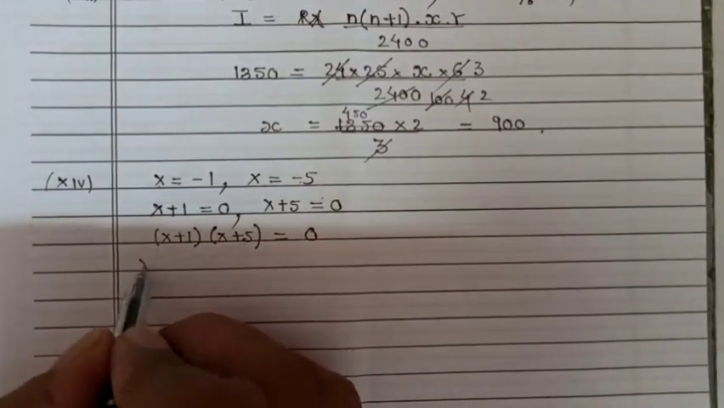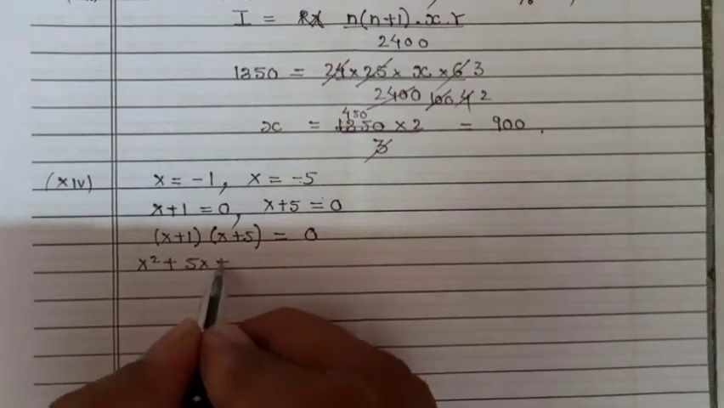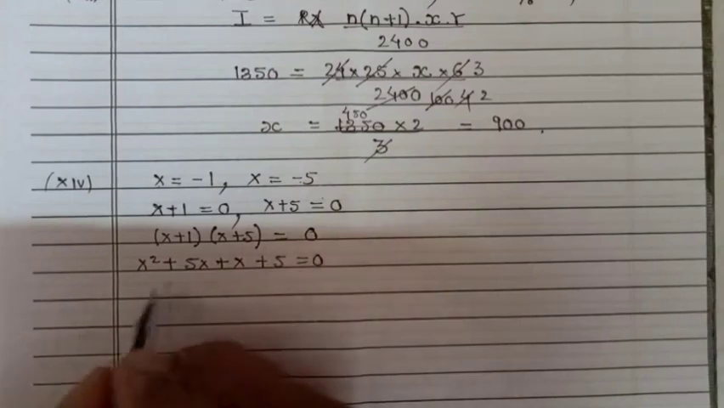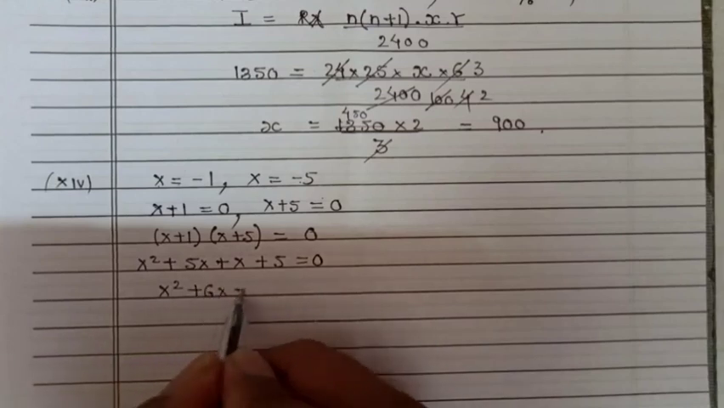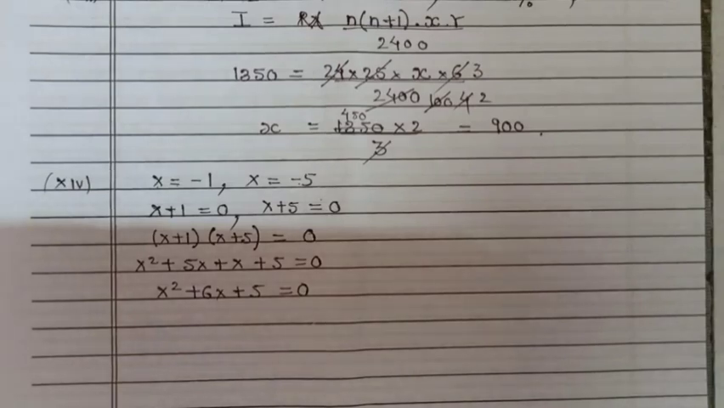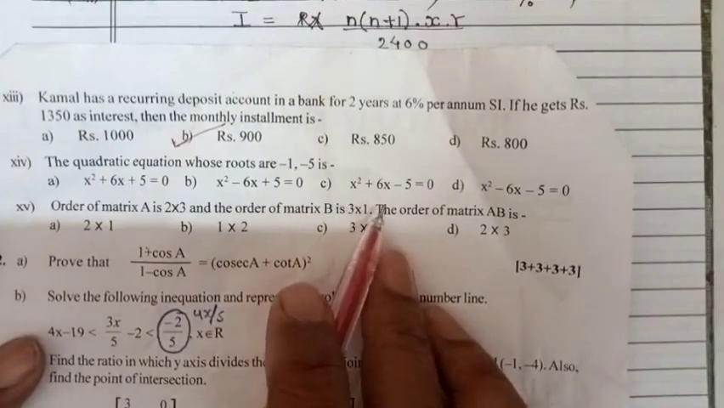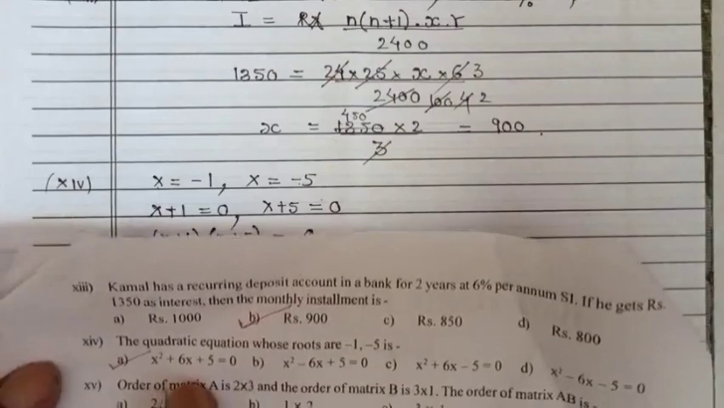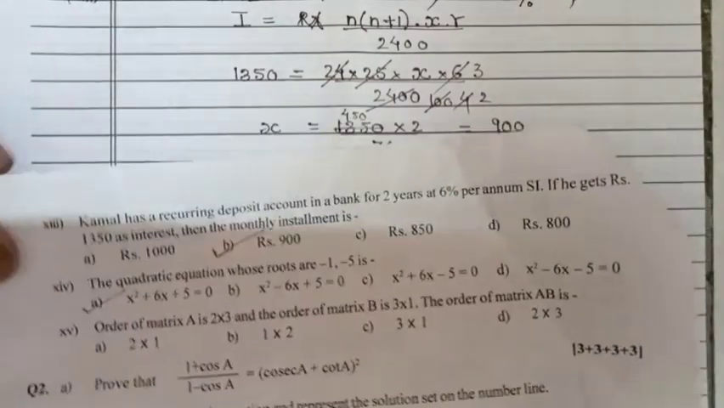So if you open the bracket, you are getting x square plus 5x plus x plus 5 is equal to 0. So x square plus 6x plus 5 is equal to 0. So this will be the quadratic equation. So here our option will be A part, that is x square plus 6x plus 5 is equal to 0.